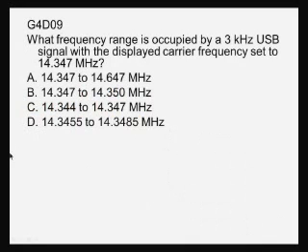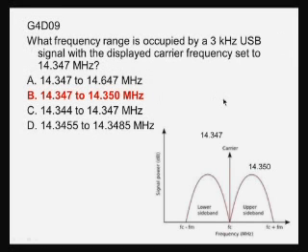What signal range is occupied by a 3 kilohertz upper sideband signal when the displayed carrier frequency is set to 14.347? Same basic picture. Carrier is at 14.347. The top of the signal will be at 14.350, 3 kilohertz higher, with an upper sideband.